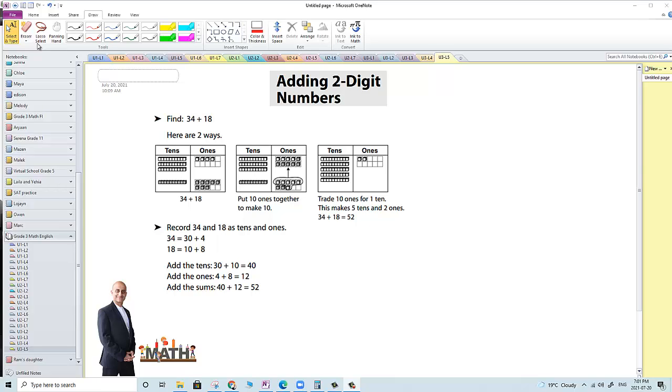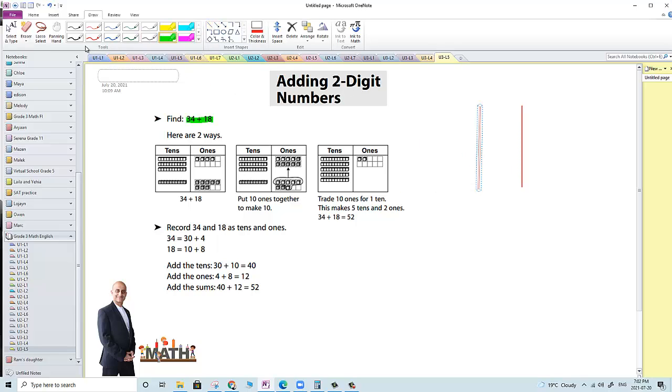Good morning, students. Today we're going to learn a strategy for adding two-digit numbers. So, for example, if I have 34 plus 18.